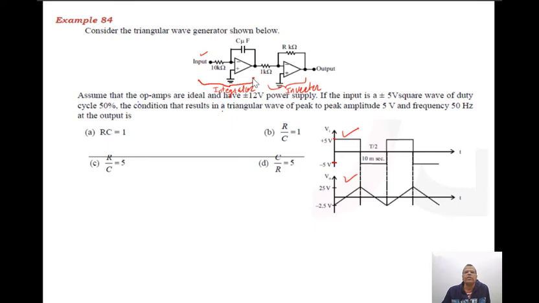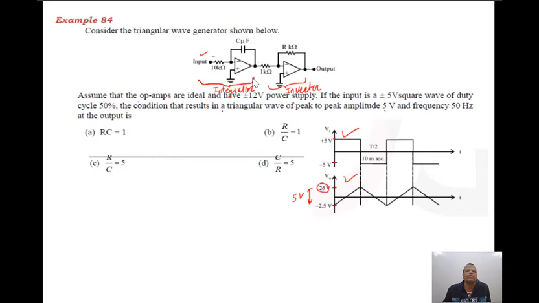The triangular wave has a peak to peak amplitude of 5 volt. That means it has a negative amplitude of minus 2.5 and a positive amplitude of 2.5. The total peak to peak value from here to here is 5 volt. That's given to you. Fine. Now basically the input circuit is an integrator which is converting a square wave to a triangular wave. So it is basically a converter circuit, not exactly a triangular wave generator, and it is followed by the inverter.